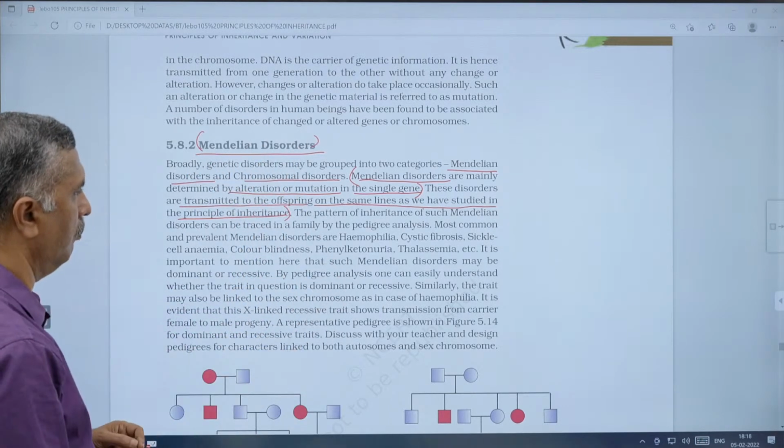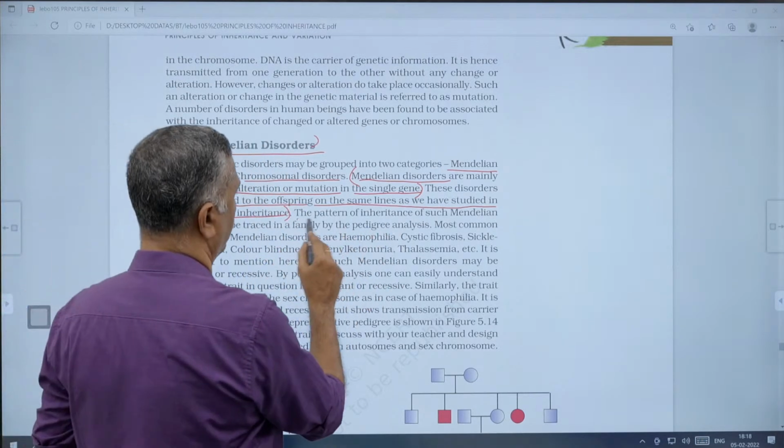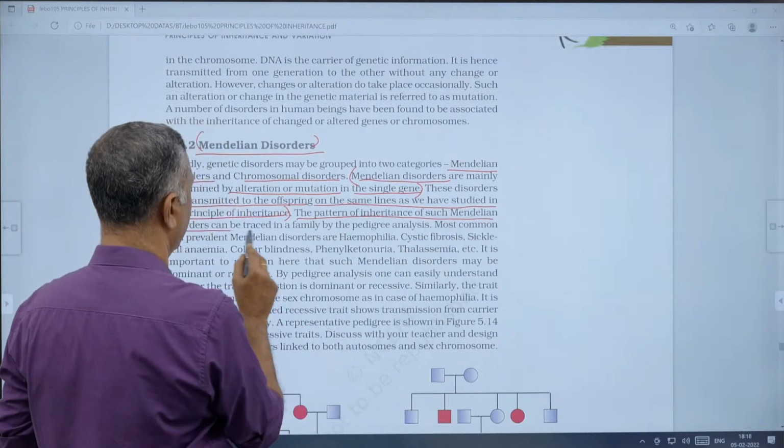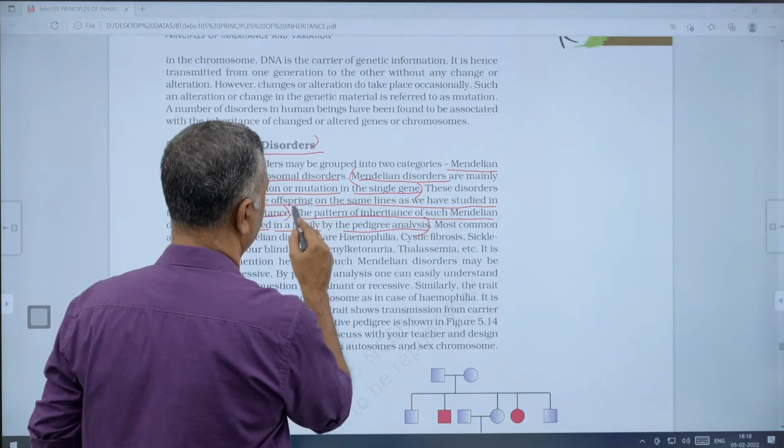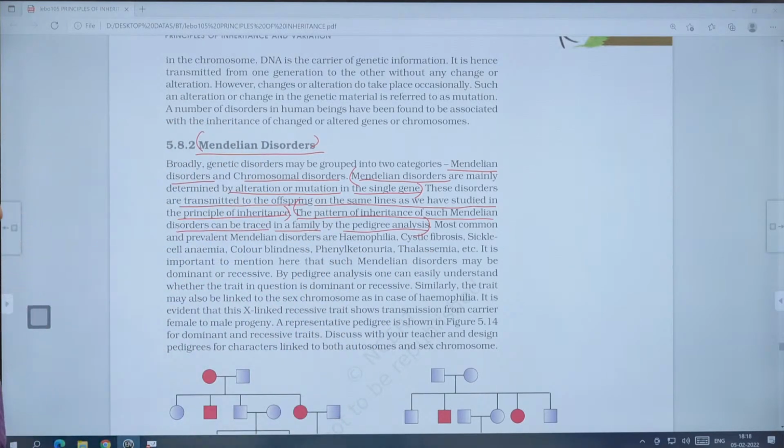The pattern of inheritance of such Mendelian disorders can be traced in a family by pedigree analysis. That is a very important point.